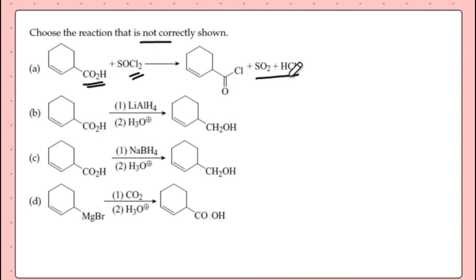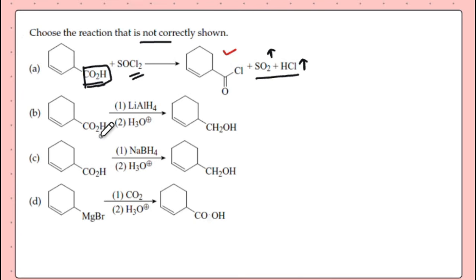The byproducts are gases, sulfur dioxide and HCl. They will escape from the reaction mixture. That's why this is the most ideal method to convert carboxylic acid to acid chloride. Since the reactive center is over here, the double bond will not be changed. It will remain as it is. Therefore, this is a correct reaction. There's nothing wrong with this reaction. So this cannot be our answer.